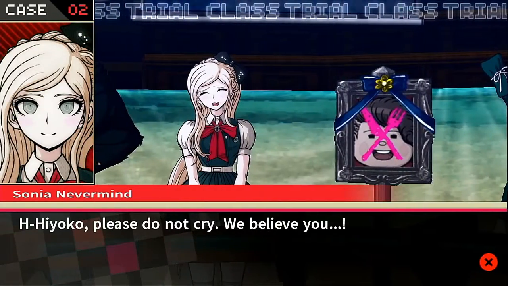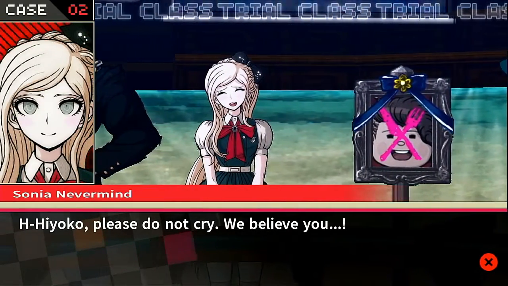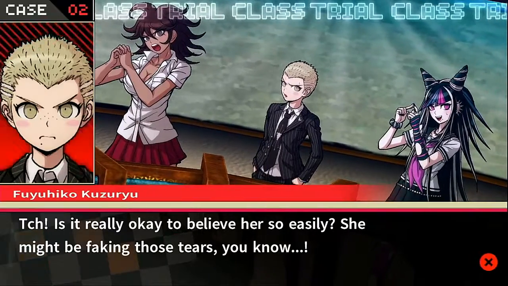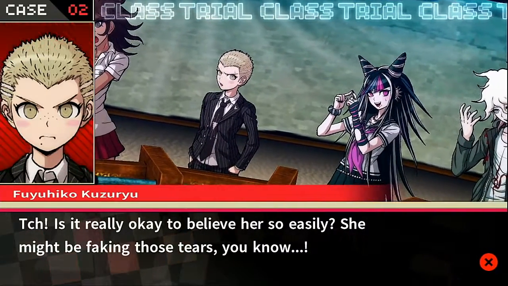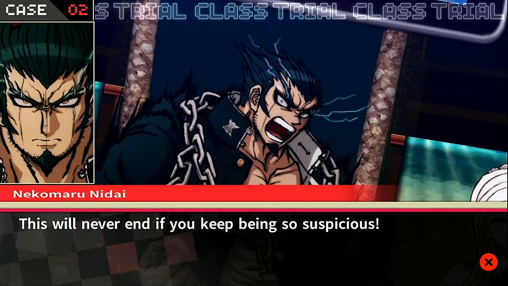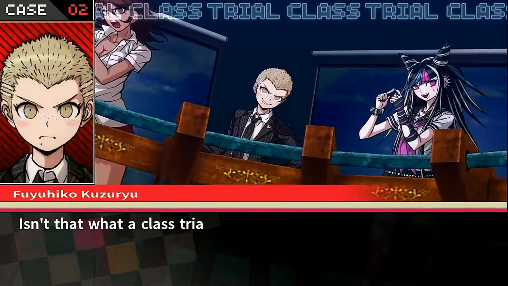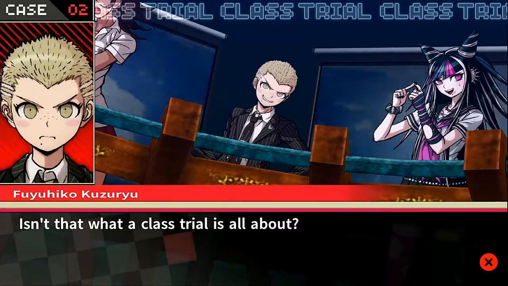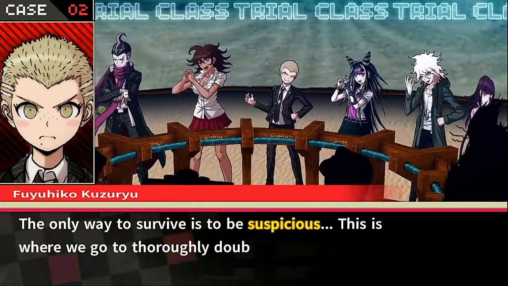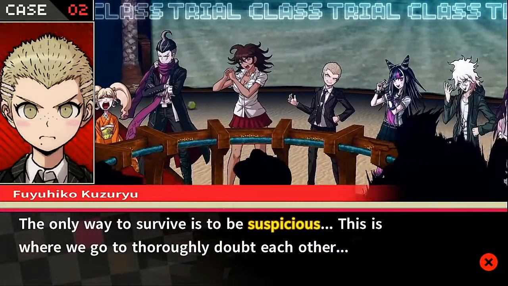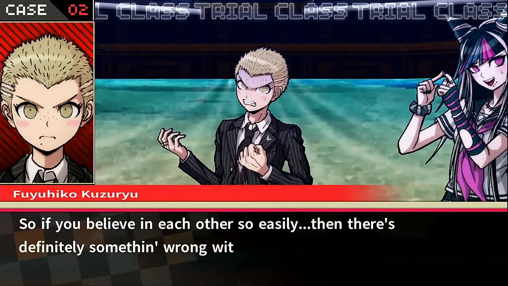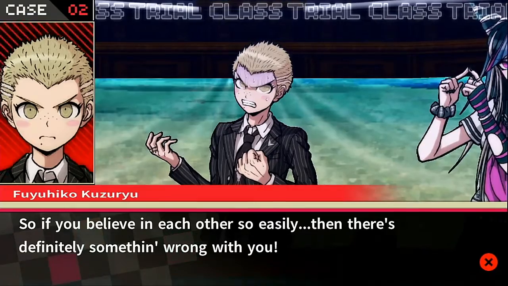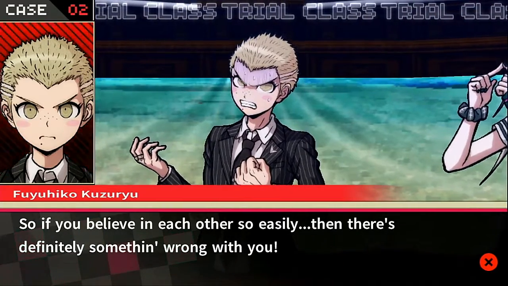Hiyoko, please do not cry. We believe you. Is it really okay to believe her so easily? She might be faking those tears, you know. This'll never end if you keep being so suspicious. Isn't that what a class trial is all about? The only way to survive is to be suspicious. This is where we go to thoroughly doubt each other. So if you believe in each other so easily, then there's definitely something wrong with you.